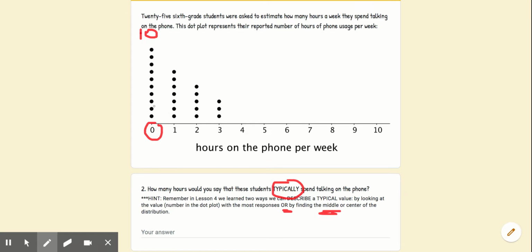However, if I think about it, that might not be the best description or the best typical number of hours because that is 10 students. And right here, I have 7, 5, and 3. And if I add 7, 5, and 3, I get 15 over here.